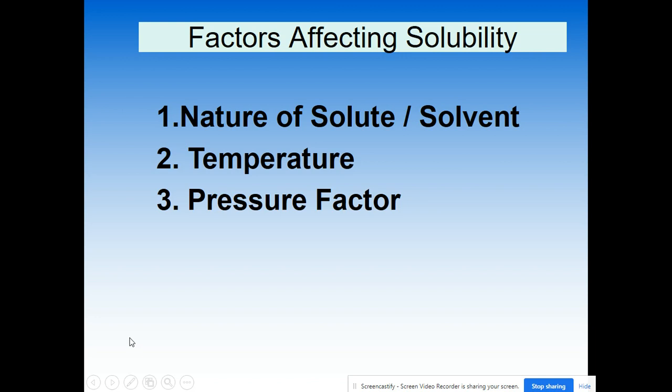Now, some things you're going to find don't ever go into solution, no matter what you do. This has to do with what you're dissolving, the nature of the solute or solvent, what temperature you're dissolving something at, and sometimes the pressure. So we're going to go over each one of these things.